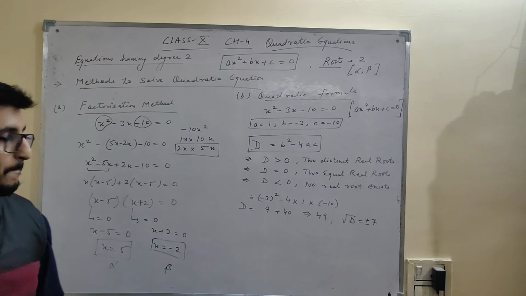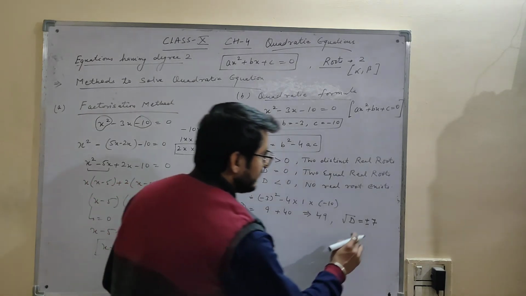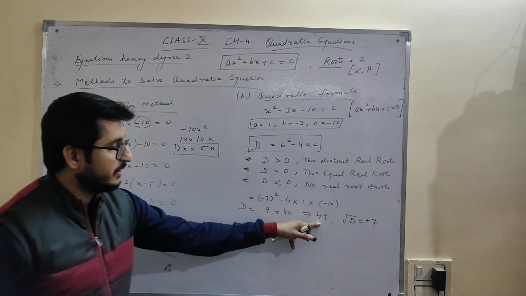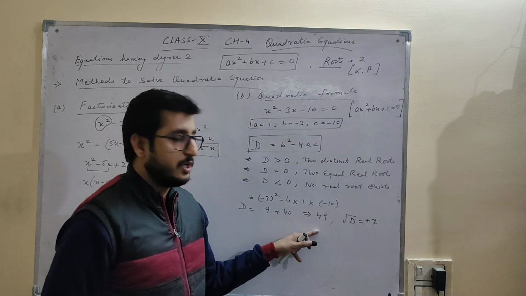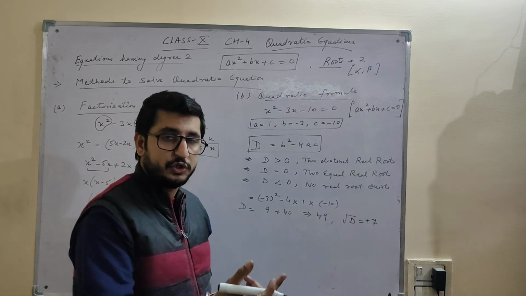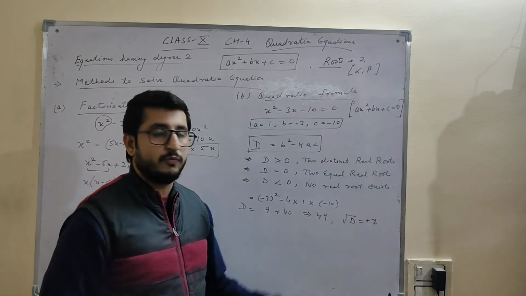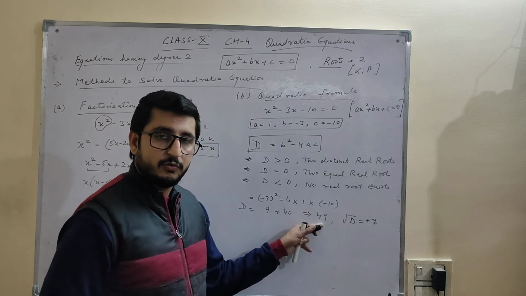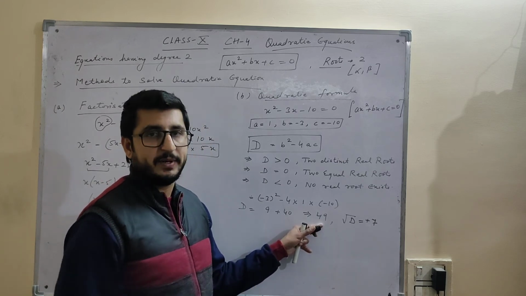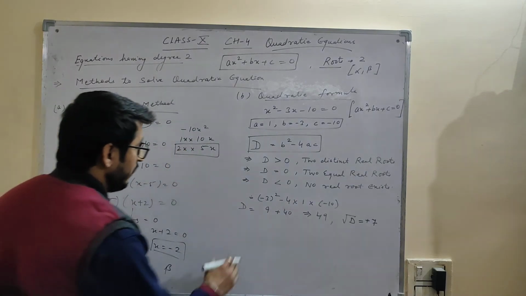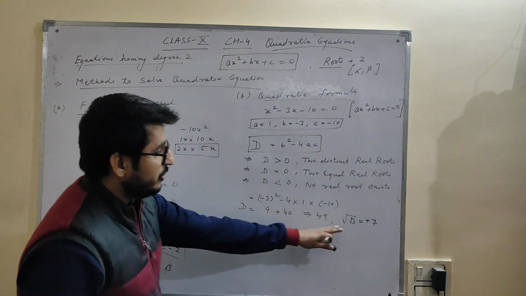Is it clear? We'll be considering this as plus 7 only, because we are given a number and we are finding its square root, so we will not be taking the negative sign here. But if we were given an equation, in that case we would get two values, plus minus 7. Here we are given a number, so we are finding the square root of that particular number, which will be plus 7. So here we have got the value of root D.